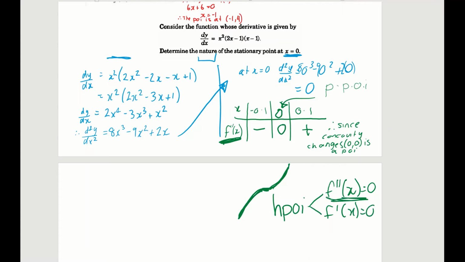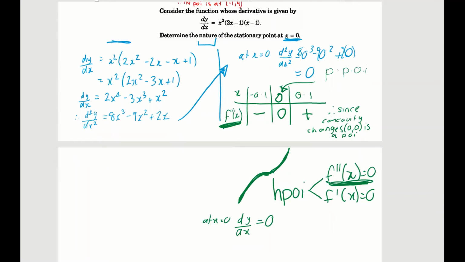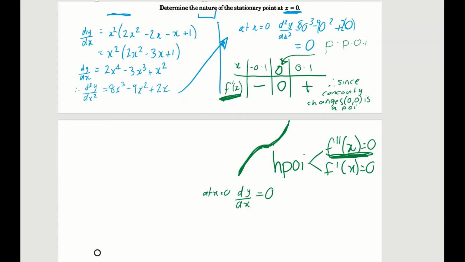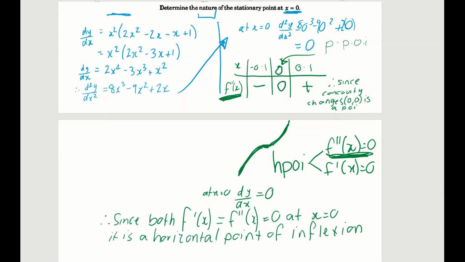So I know my second derivative equals 0 at that point. That's what we just did. I have to see if my first derivative equals 0 at that point. That's just a matter of doing dy on dx and subbing in x equals 0, because that's my x value of my stationary point. And when you sub that in, you're going to get 0. So therefore, since my first and second derivative equal 0 at that point x equals 0, it is a horizontal point of inflection. So note to self, if you get a point of inflection, always test to see if it's horizontal.